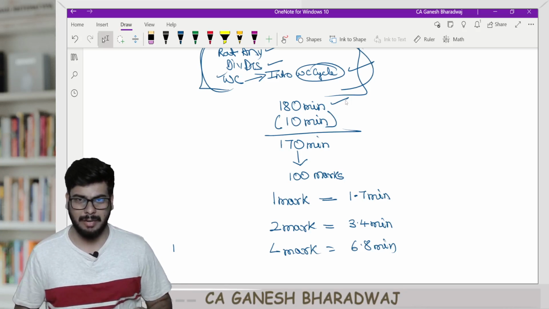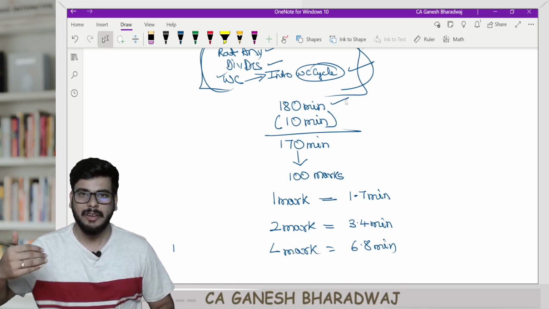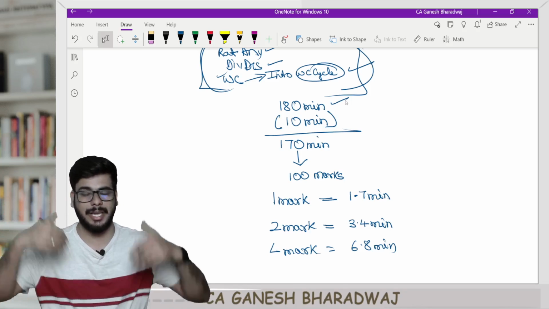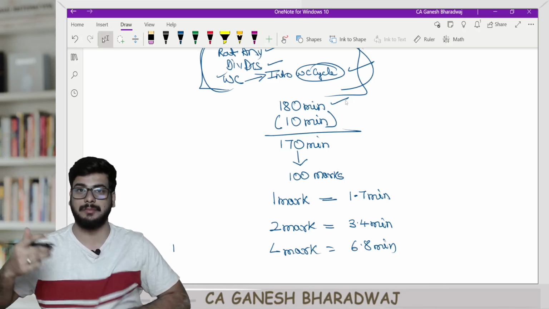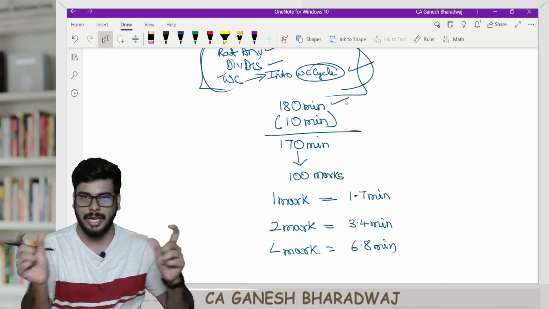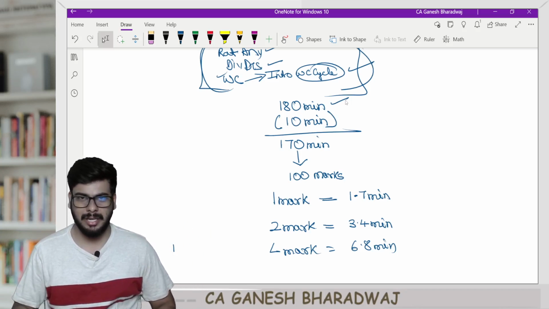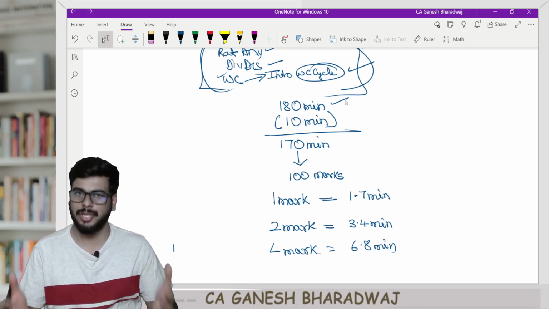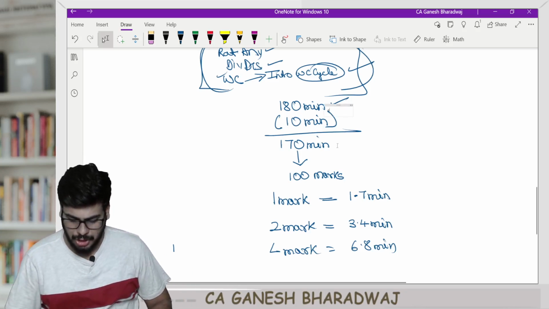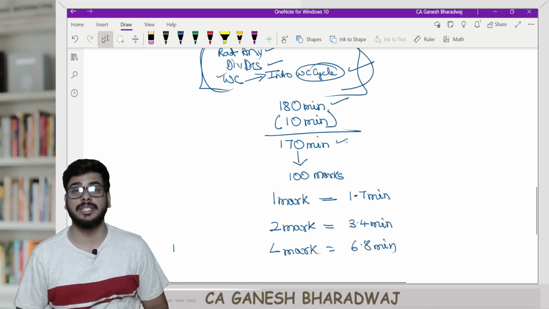So let's reduce 10 minutes, because this 10 minutes will be taken away. I'm just taking 10 minutes as a maximum time limit, which includes your concentration lapse and all that. So I'm keeping a 10 minutes buffer, because generally they ask you for the signing during your writing time only. So you are left with 170 minutes.